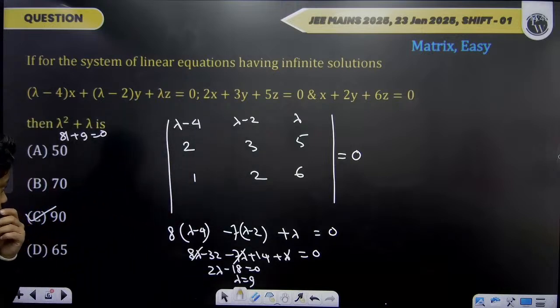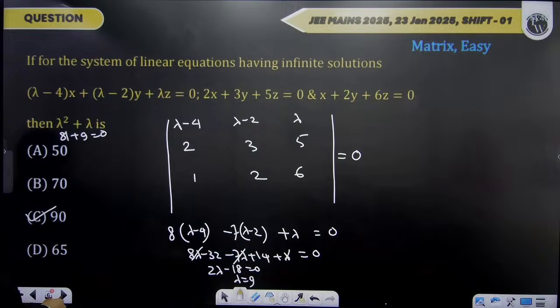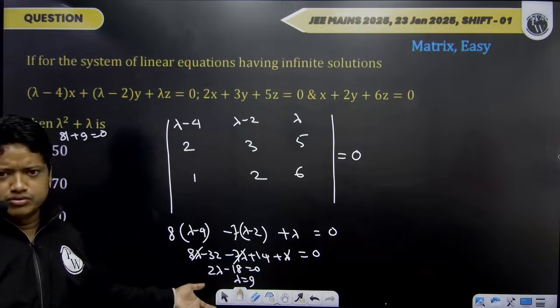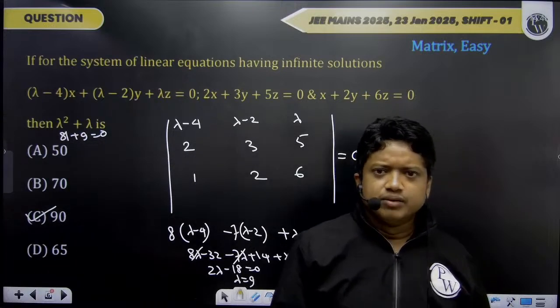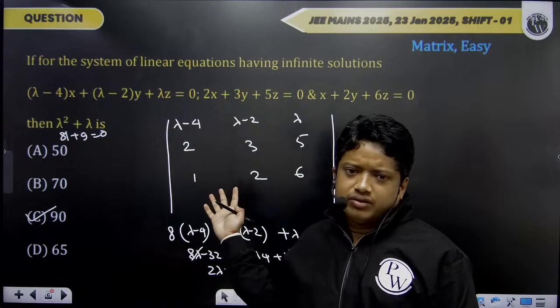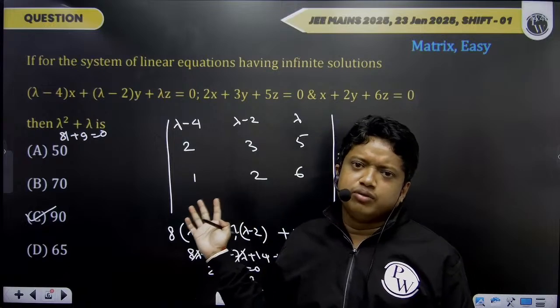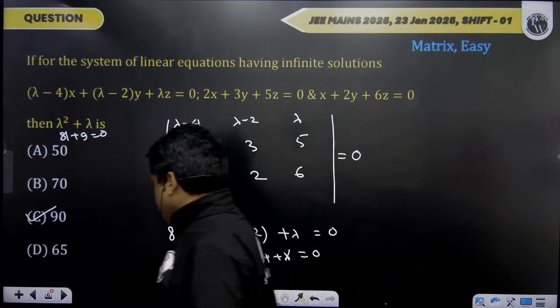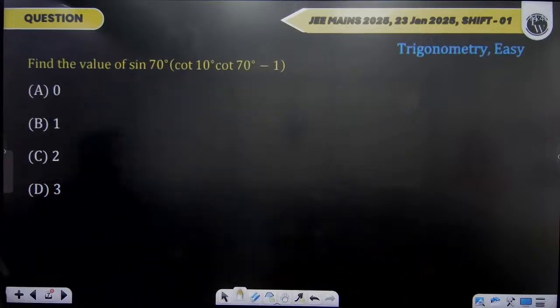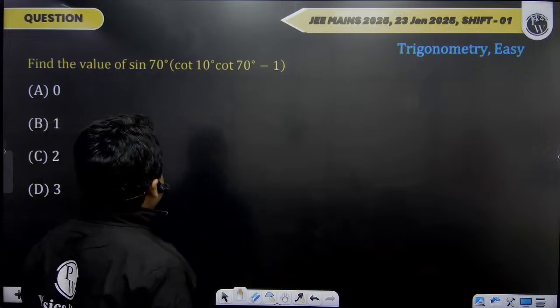Alright. So let's then move ahead to the next question. This is a very easy question. I think all of you know that this kind of questions will come. So those who are preparing for the next shifts, system of linear equations questions will surely be coming. So please prepare those concepts. Okay. So the next question is what? Find the value of sine 70 into cot 10 cot 70 minus 1.